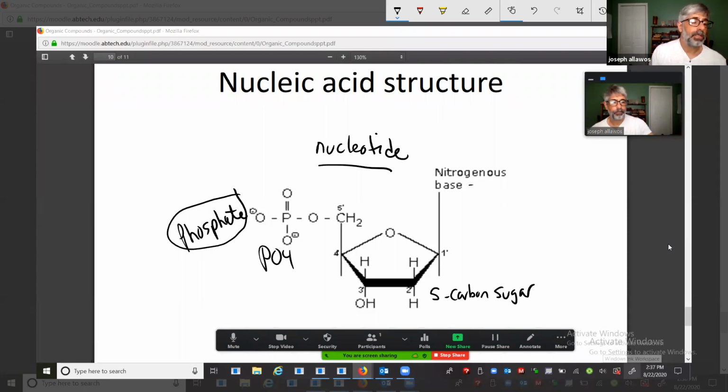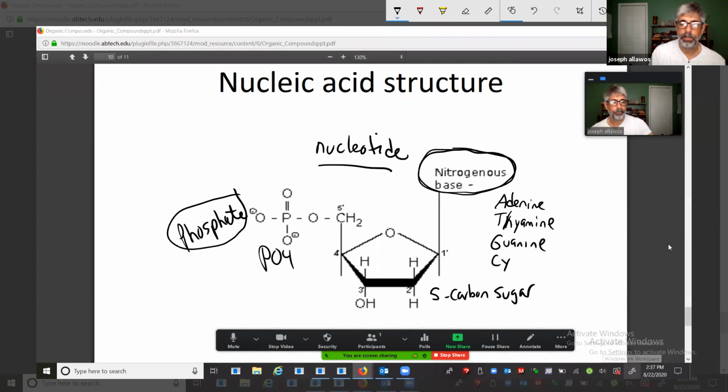And it's actually the nitrogenous base that changes from basically one nucleotide to the next. So this is kind of like the R group was in an amino acid. It changes. And these are the nitrogenous bases. There's adenine, there's thymine, there's guanine, and there's cytosine.